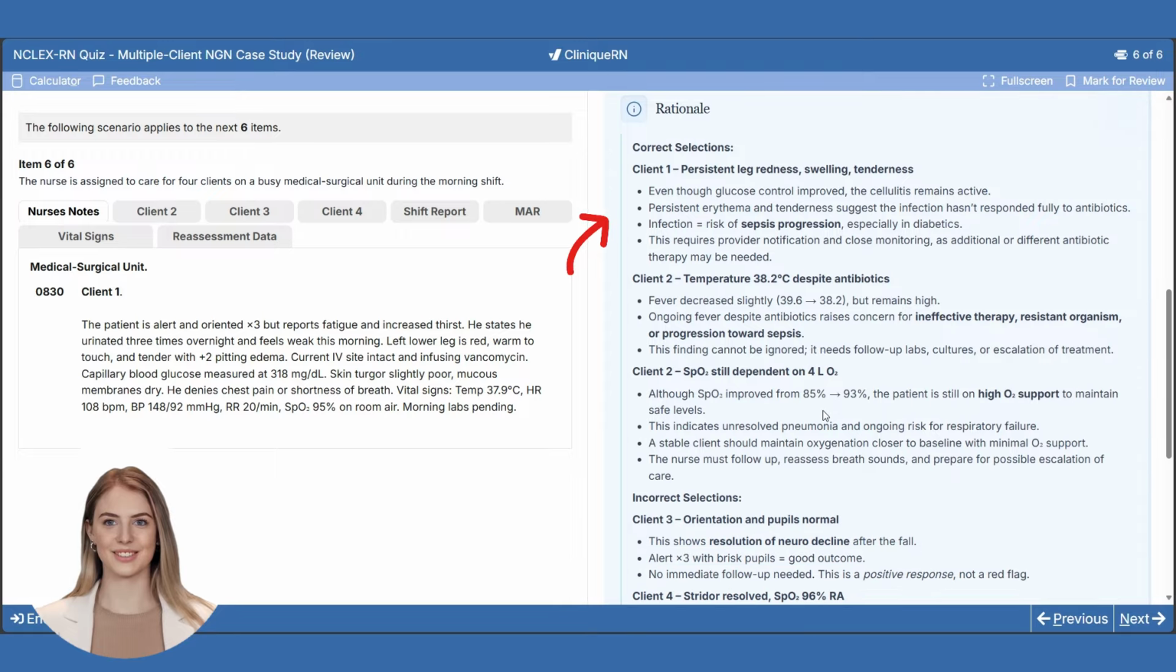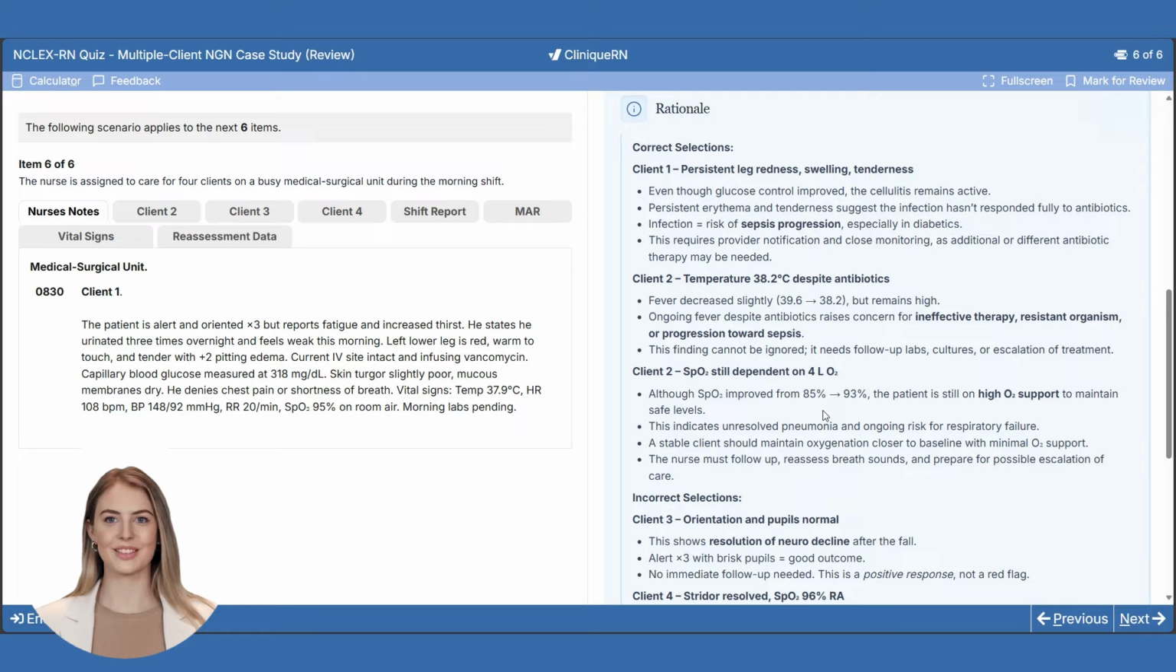Correct selections. Client 1. Persistent leg redness, swelling, tenderness. Even though glucose control improved, the cellulitis remains active. Persistent erythema and tenderness suggest the infection hasn't responded fully to antibiotics. Infection means risk of sepsis progression, especially in diabetics. This requires provider notification and close monitoring, as additional or different antibiotic therapy may be needed.